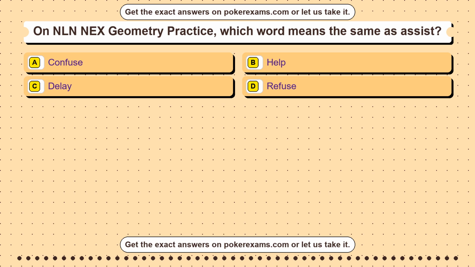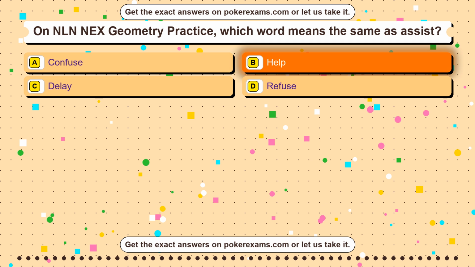Question 24. On get geography practice, which word best replaces very big? Option A, brief. Option B, enormous. Option C, tiny. Option D, weak. The correct answer is option B.